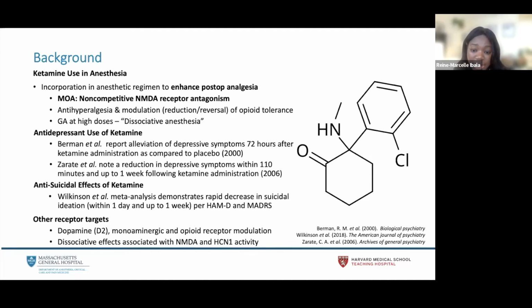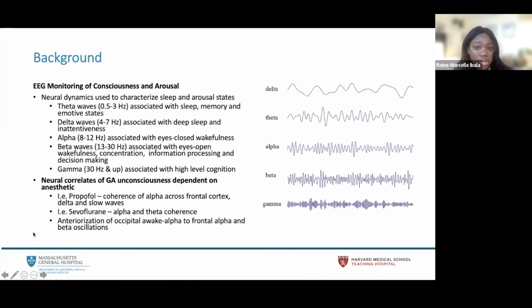And this paper was conducted by Oluwaseun et al., where they used a mouse model to show that the blockade of HCN1 channels in mice ended up reducing dissociative behaviors and also showed some more ketamine-associated neuron correlates. Now to share some background on EEGs, because this is an EEG-based study.